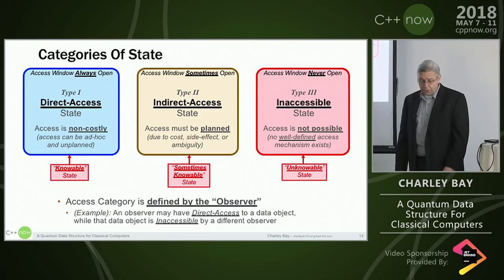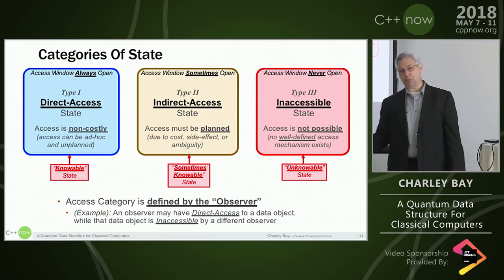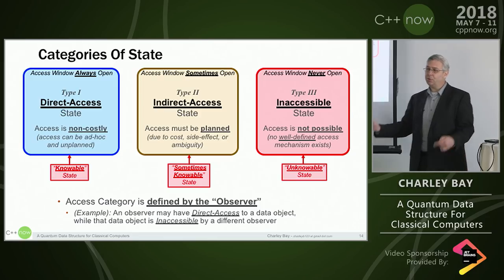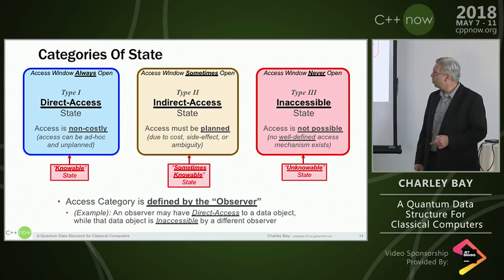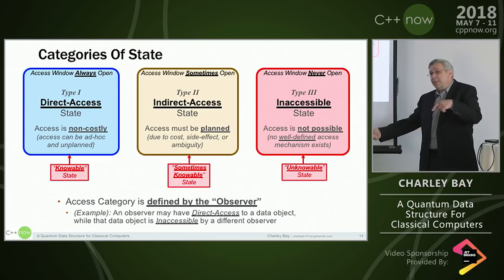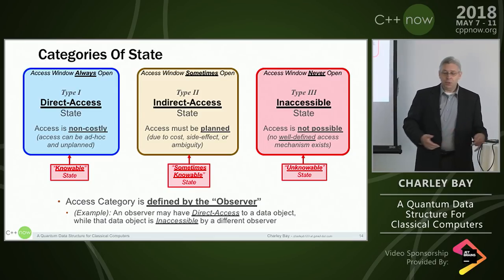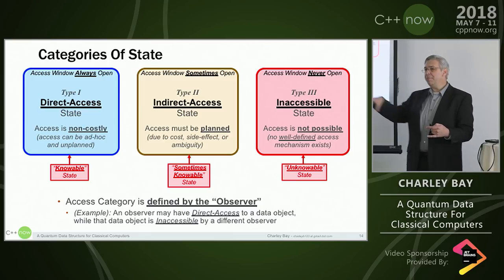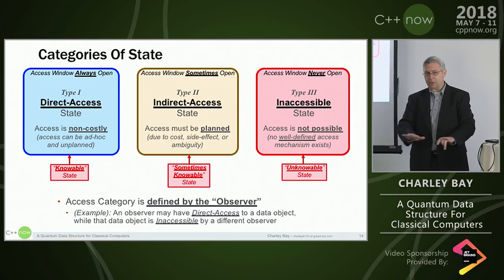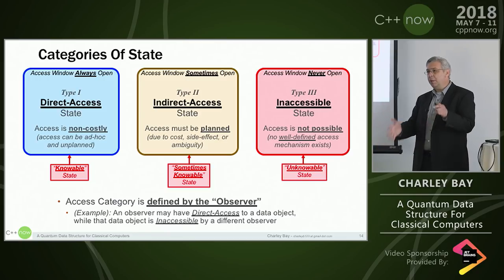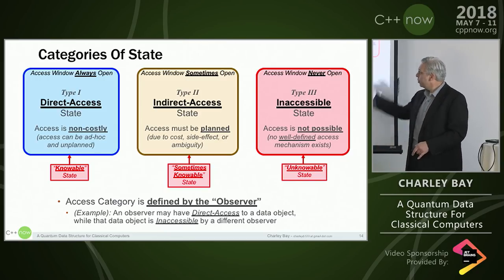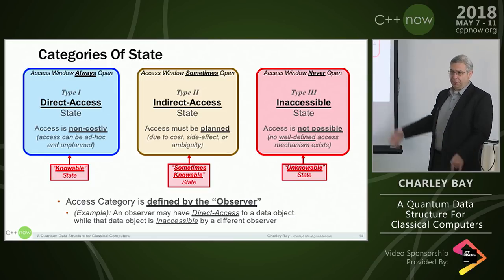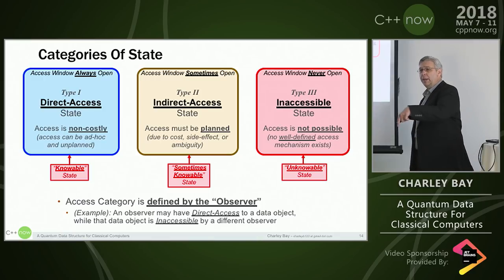So these are the categories. You can always get at it. You can sometimes get at it. You can never get at it. Those are categories of state. So it's interesting that this is defined by the observer. I can access state directly, perhaps, but a different observer cannot access that state at all. Or maybe sometimes there are windows of access that open and close, and you have to plan that. So these are the categories. It's kind of basic, what you would expect for accessing anything, but it's defined by the observer.